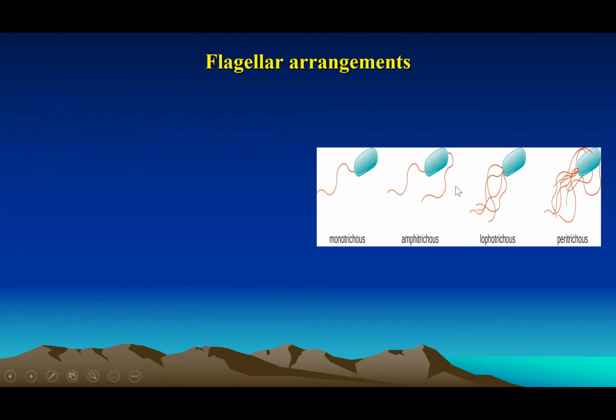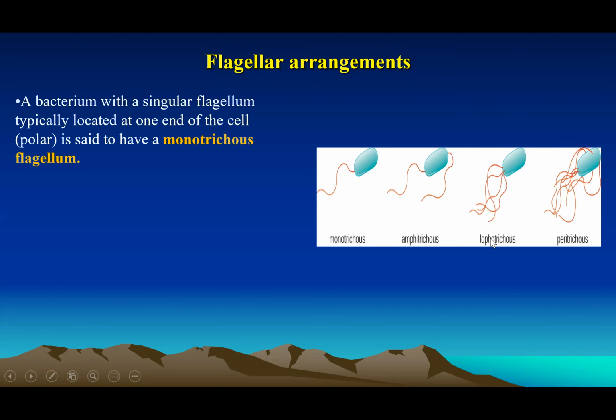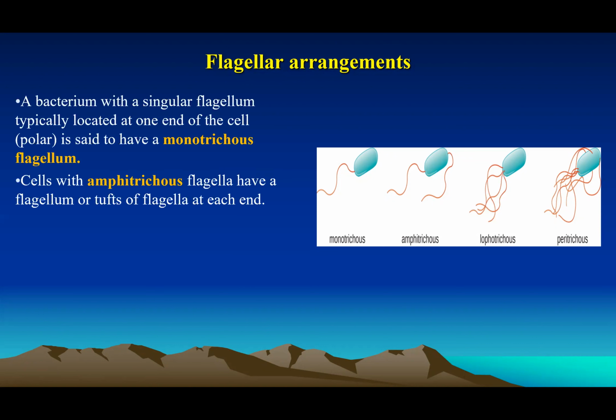So the flagella arrangements can be varied. If a bacterium has a single flagellum located at one end, it is called monotrichous. If it's found on either end, it's called amphitrichous. If it's found like a tuft at one end, it is lophotrichous. If flagella cover the entire surface all around, it is peritrichous.